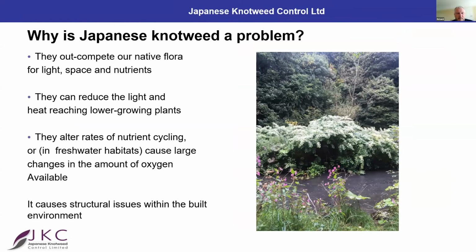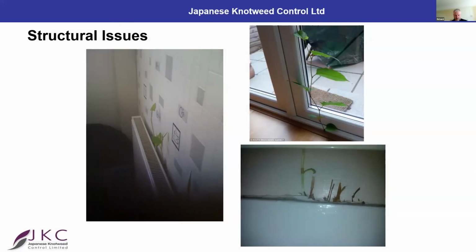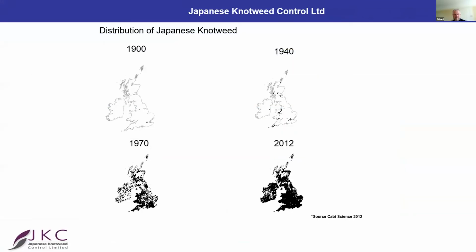So why is it a problem? It obviously outgrows native plants in the UK and across Europe, as Pierre has mentioned. You can see there in the photographs the issues that it causes to drainage and to structures of a wall. And one of Paul's favourite slides, you can see it here growing within a property. That's actually grown in somebody's kitchen. Those are two separate properties.